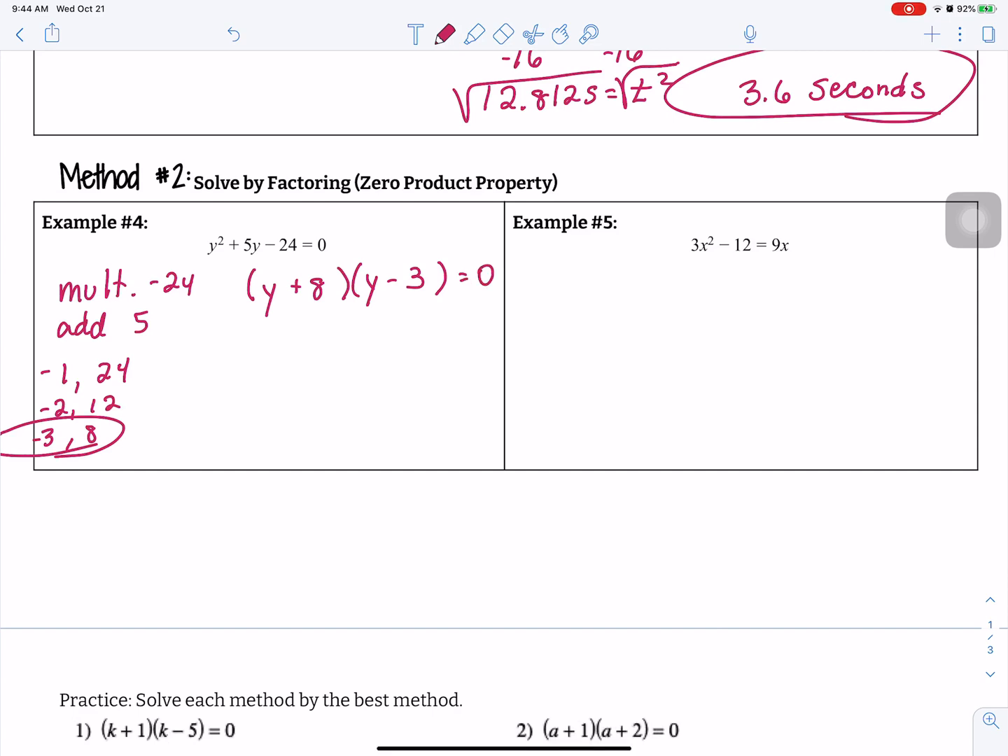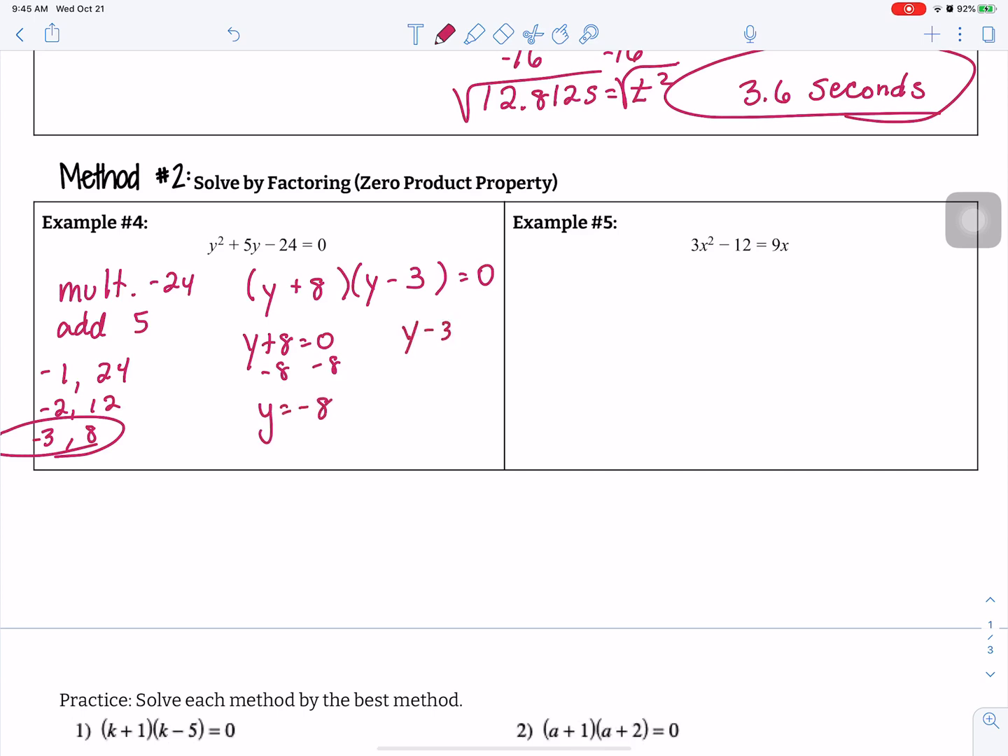This equals 0. And what the zero product property is telling us is that if one of those terms is equal to 0, then the whole thing has to equal 0. So if I can get y plus 8 to equal 0, it won't matter what the other term will equal, because when I multiply 0 by whatever that number is, it's going to equal 0. So what I do is I set y plus 8 equal to 0, and I solve. So y would equal negative 8.